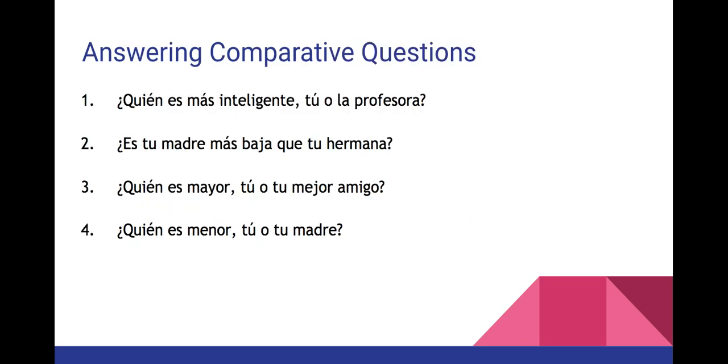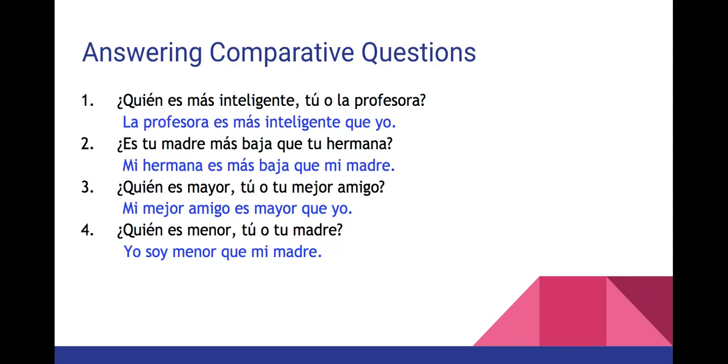We also have the option of answering questions with these sentences. So if someone was to ask you the question, ¿Quién es más inteligente, tú o la profesora? So who is more intelligent, you or your teacher? Okay. ¿Es tu madre más baja que tu hermana? Okay. Is your mom shorter than your sister? And then again, something like, ¿Quién es mayor, tú o tu mejor amigo? Okay. Who is older, you or your best friend? And ¿Quién es menor, tú o tu madre? Who is younger, you or your mother?